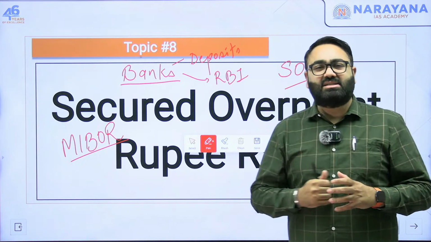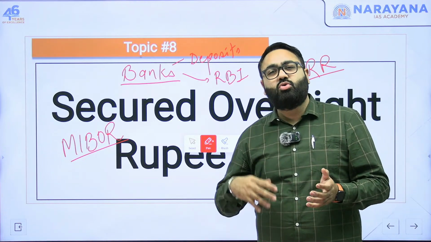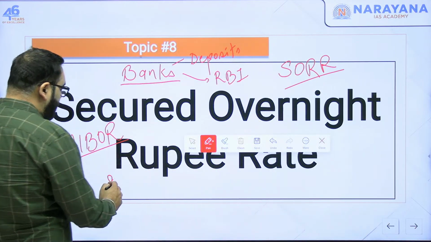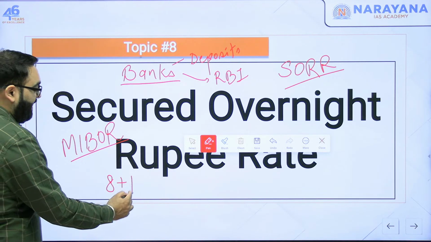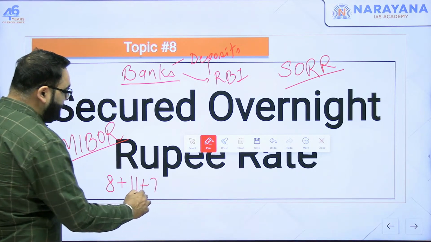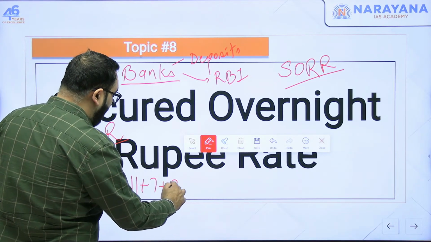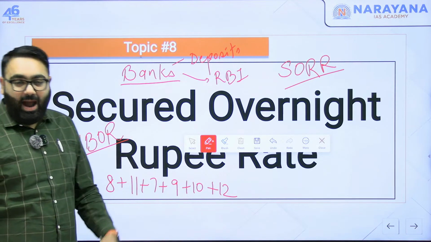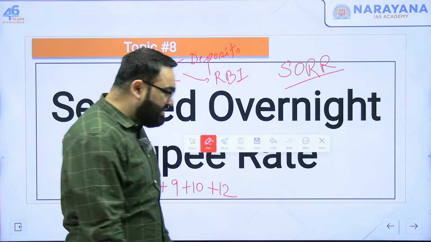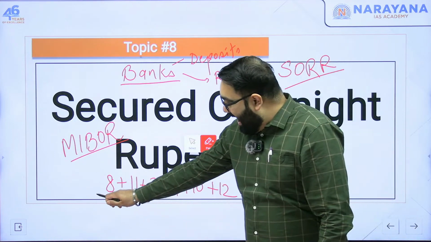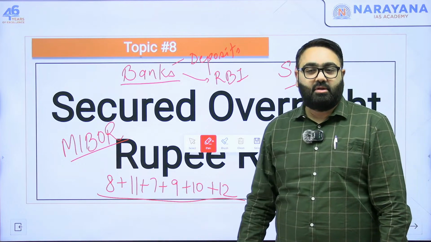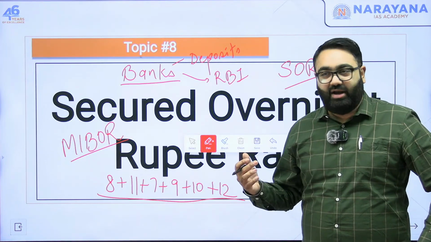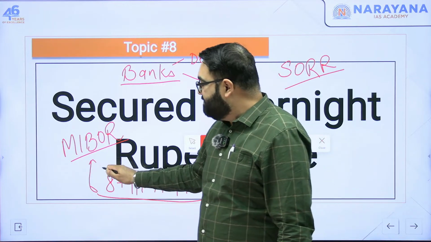The RBI will ask these banks at what rate they would want to give a loan to the other bank. Let's say SBI says, I would be happy to give a loan at 8%. Then Axis Bank says, I would be happy to give a loan at 11%. PNB says, I can give a loan at 7%. Then let's say HDFC says, I can give a loan at 9%. This is how the panel of banks gives the rate of interest at which they are happy to lend. An average is calculated, and this average then becomes the MIBOR.